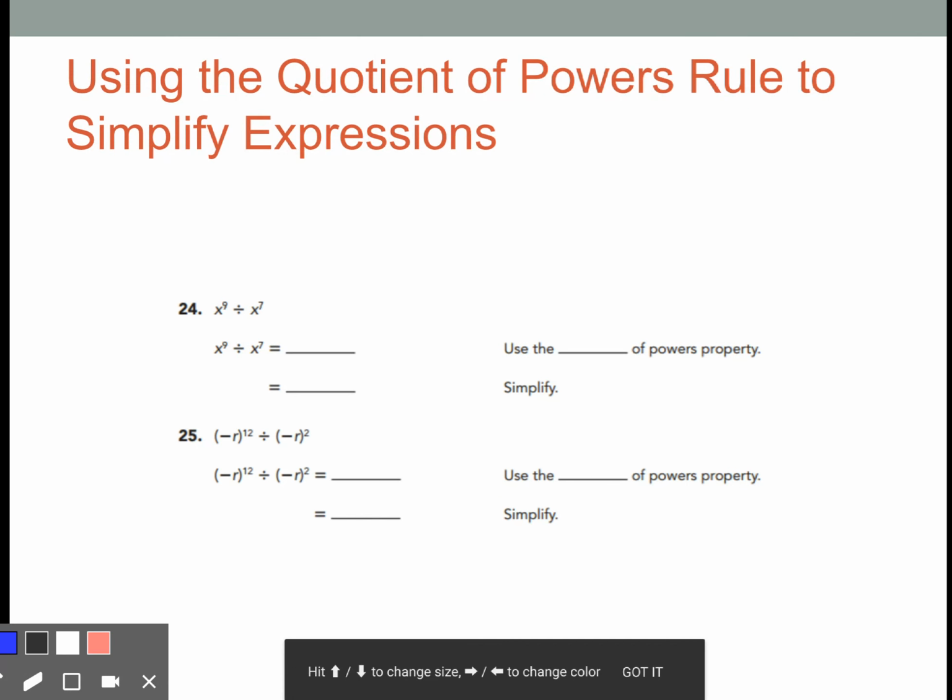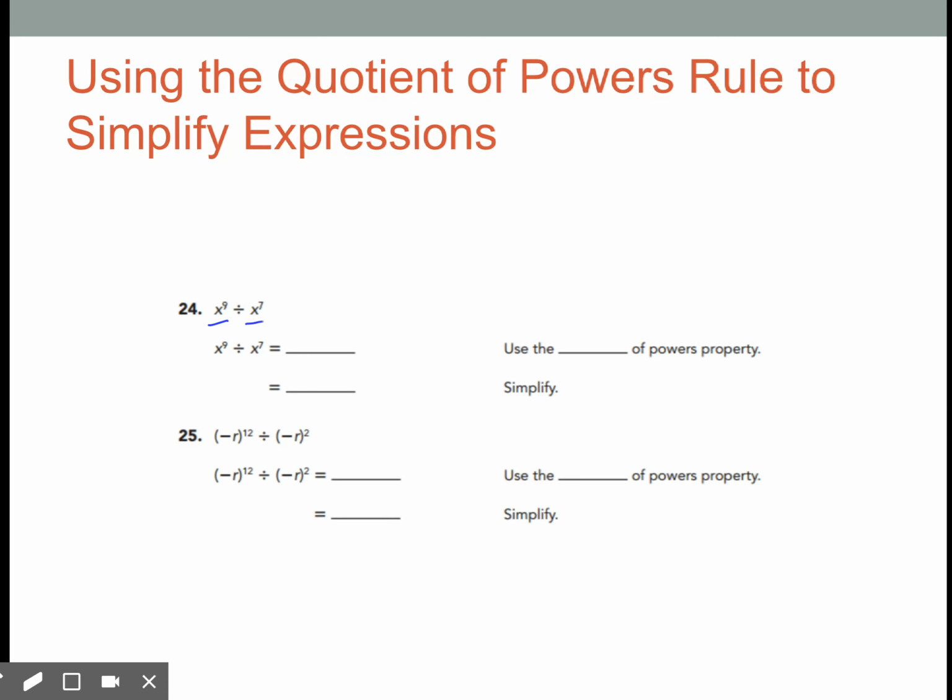A little more practice here, this time with some variables. Number 24, x to the 9th power divided by x to the 7th power. Because I have the same base, I will use the quotient of powers property. Because I have the same base and because I'm dividing. So x to the 9th divided by x to the 7th becomes x to the 9th minus 7, which simplifies all the way down to x squared, or x to the 2nd power.